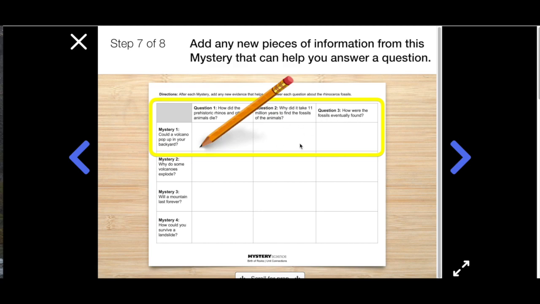In the next part of the chart, why did it take 11 million years to find the fossils of the animals? If you have found some new information about that, put it in here. How were the fossils eventually found? If you've learned some new information that helps answer that question, put it right here.